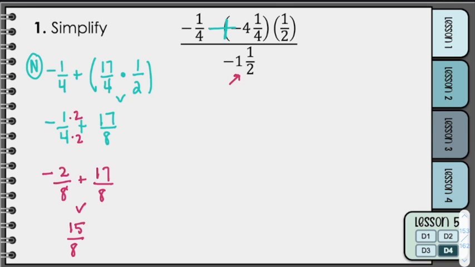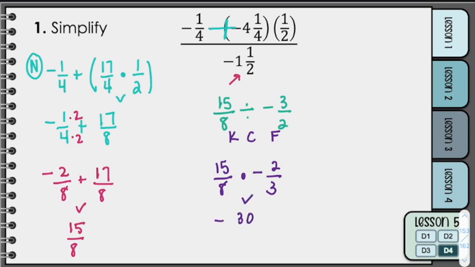So in our last step, we're going to say 15 over 8 divided by a negative 3/2. I'm converting it into an improper fraction. We're going to keep, change, and flip, and we're going to get 15, stays the same, times negative 2/3. I'm going to multiply and get negative 30 over 24, which will simplify to get me negative 1 and 1/4. And this is when I simplify all the way through.